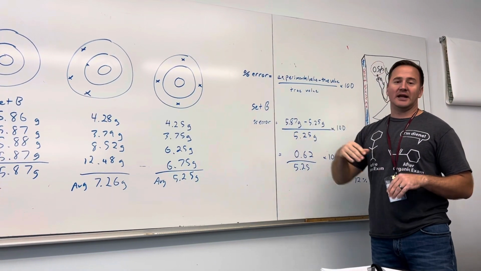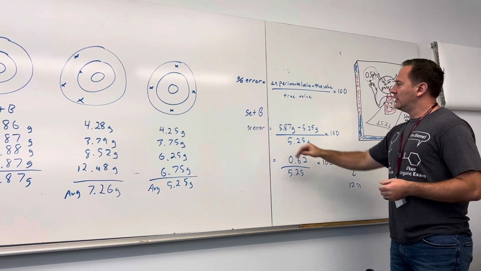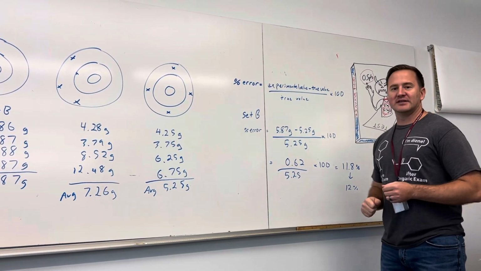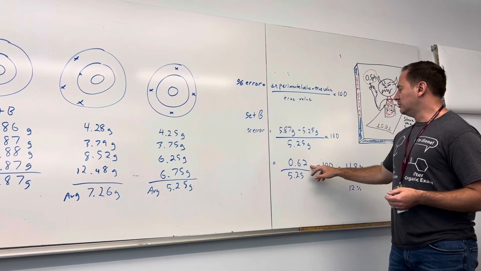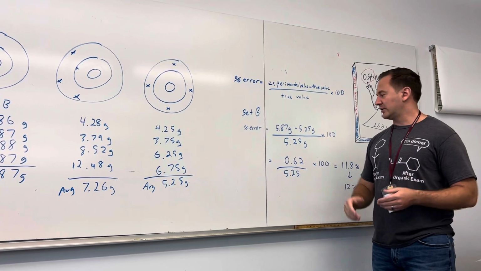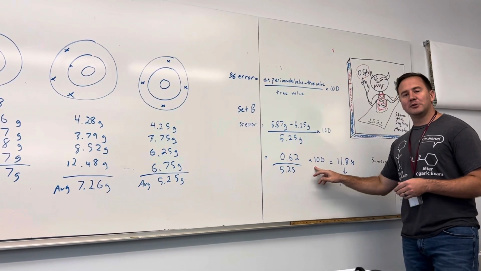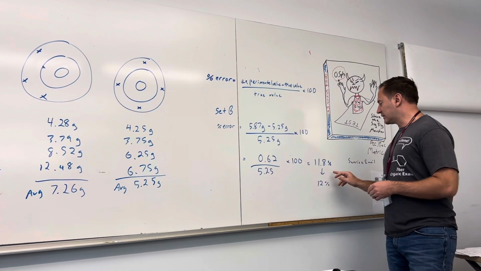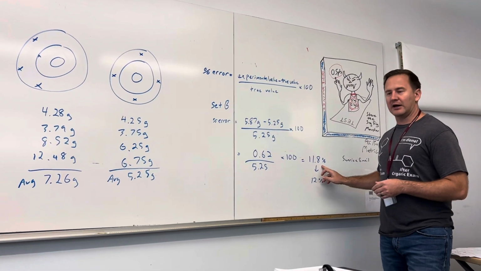So looking at set A, there was no error. For set B, we had an average of 5.87, which was off from the true value by 0.62. Then we relate that to our true value and multiply it by 100. And when you plug that into your calculator, you would get 11.8% error.